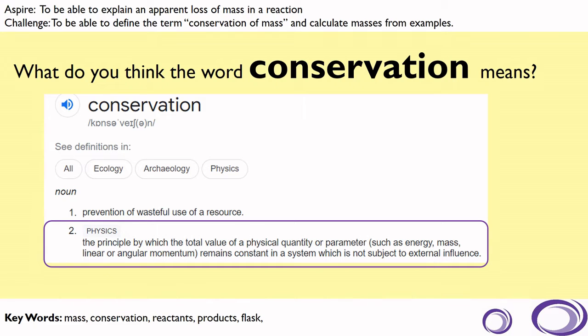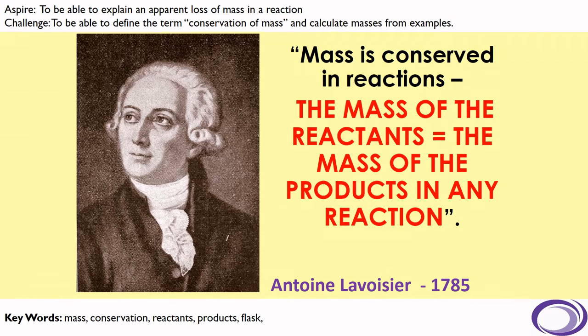So that means that mass is conserved during chemical reactions, even when we see those changes that we saw earlier on a previous slide. Now, Antoine Lavoisier in 1785 came up with this concept, and he said mass is conserved in reactions. The mass of the reactants is equal to the mass of the products in any reaction.